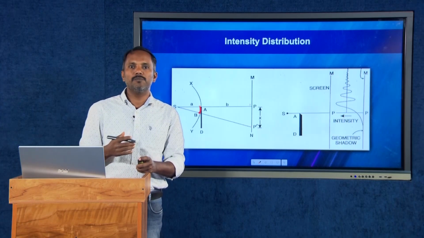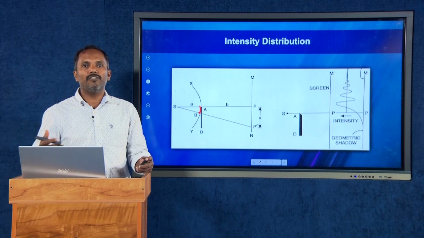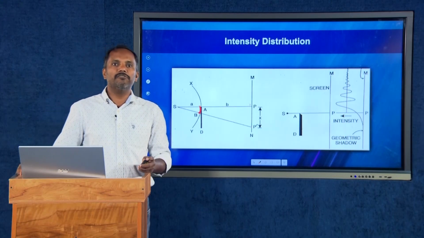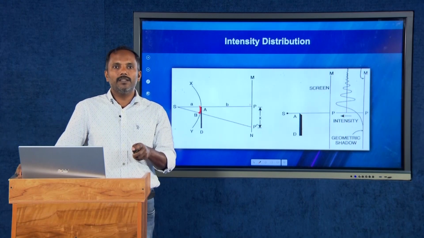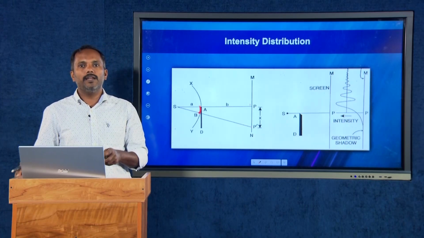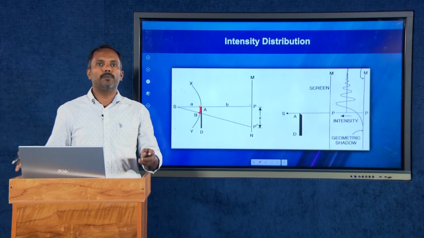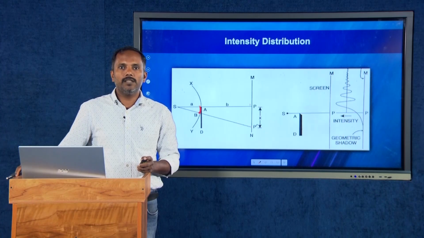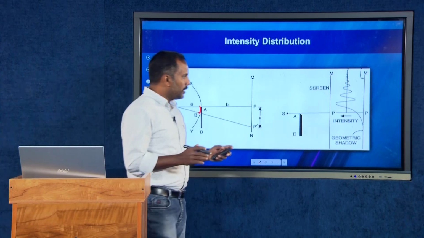Now as P dash moves further from point P, a greater number of half period strips above B are cut off and the intensity gradually falls. Thus within the geometric shadow, the intensity gradually falls off depending upon the position of P dash with respect to P. The intensity on the screen due to a straight edge can be seen like this.